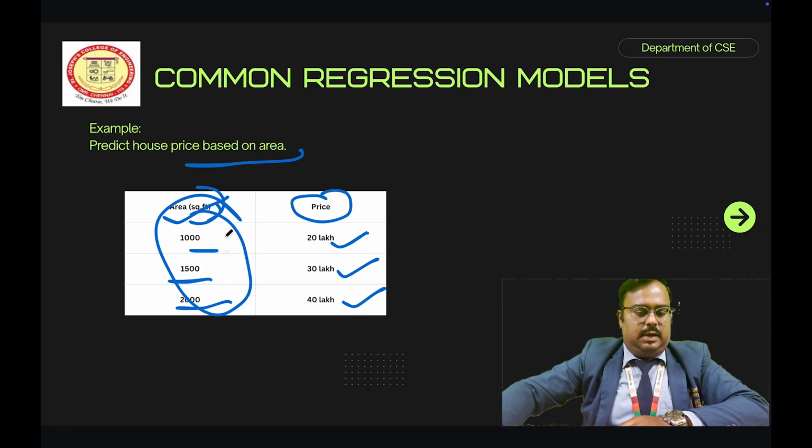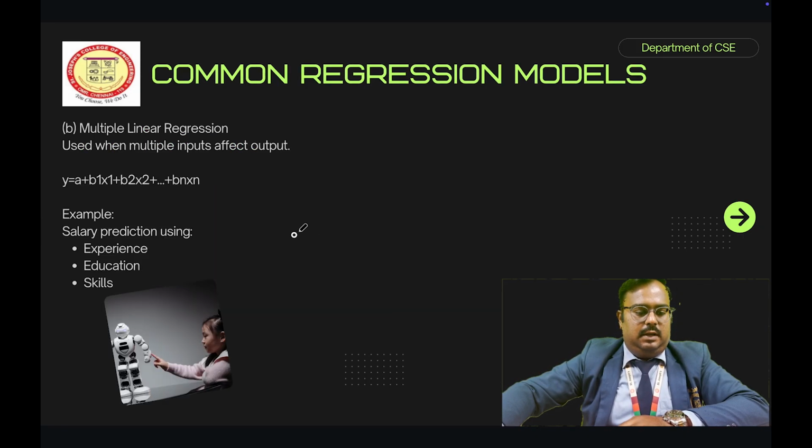So next one is multiple linear regression. In this we use it when multiple inputs affect the output. For example, the general equation is y = a + b1x1 + b2x2 and so on up to bnxn. So here we will discuss the example: salary prediction using experience, education, skill.